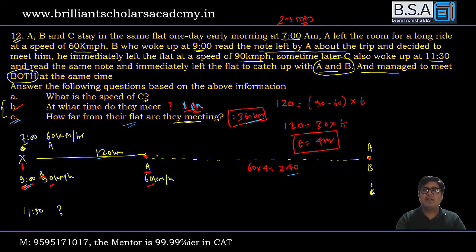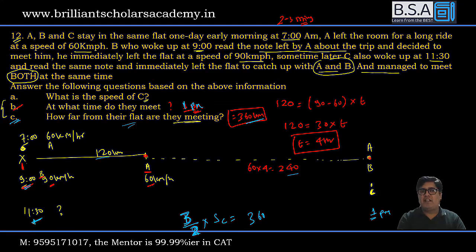What is the next question? What is the speed of C? Can I say from 11:30 to 1, how many hours have we calculated? 1.5 hours. 1.5 can be written as 3 by 2. In 1.5 hours, with the speed of C, we need to travel 360 kilometers.